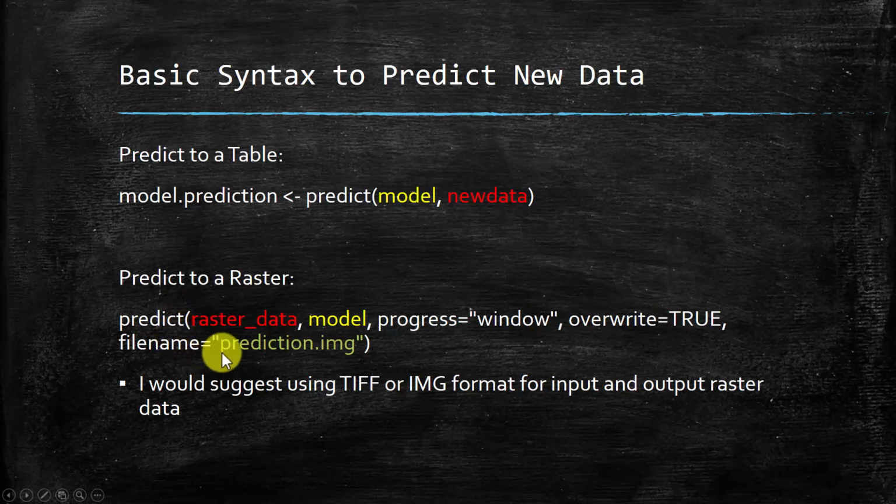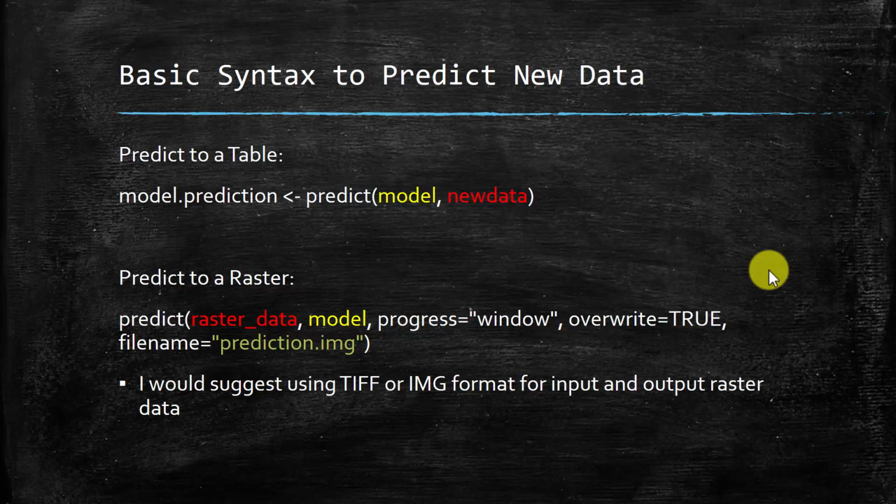And then lastly, we have the file name. This is the file name that will be written out to disk, prediction.img. Note that I've had my best luck with TIFF files and image files in terms of output from R, and also reading into R. So in short, I would prefer using one of those methods over something like ArcGIS Grid. Note that this file is going to get saved to your working directory. If you wanted to save somewhere that's not your working directory, you'd have to specify the entire file path there.